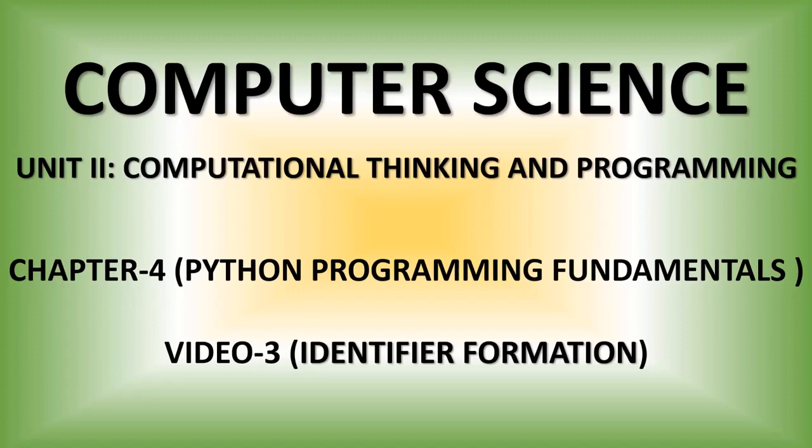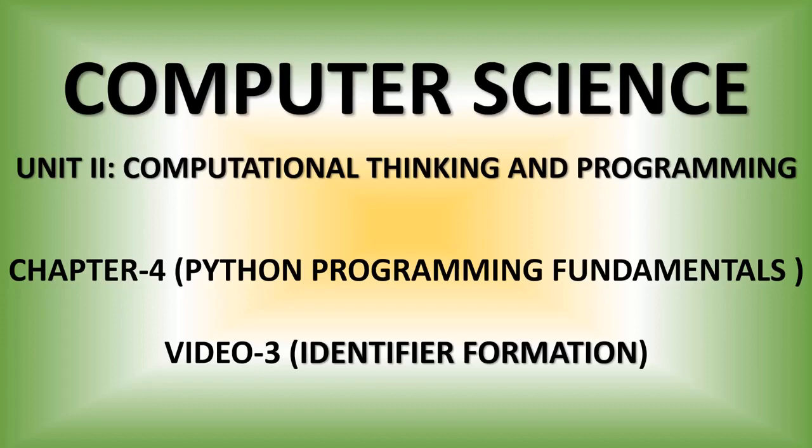This class I am going to discuss how to form an identifier. Last class we studied what an identifier is. Identifiers are the smallest individual units of a program, or the names given to the different parts of the program. Variable names are identifiers. Function names are identifiers. Module names are identifiers.